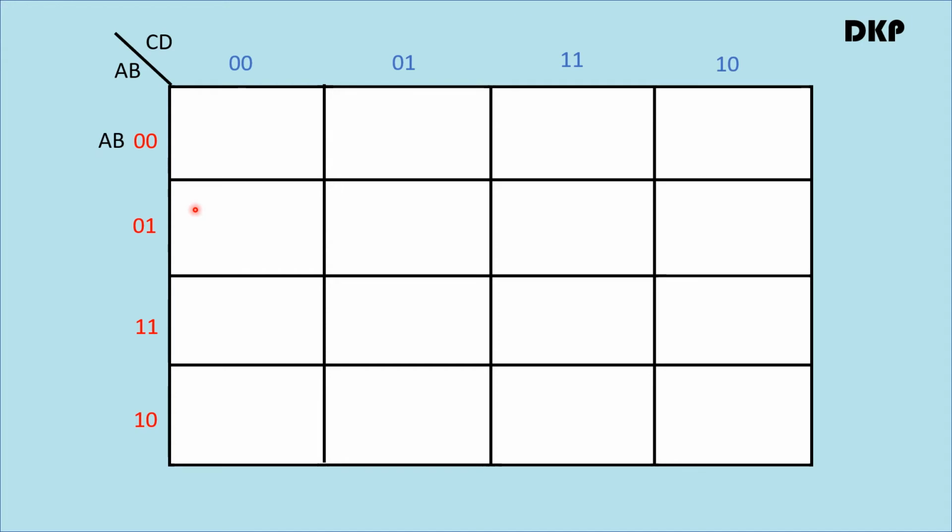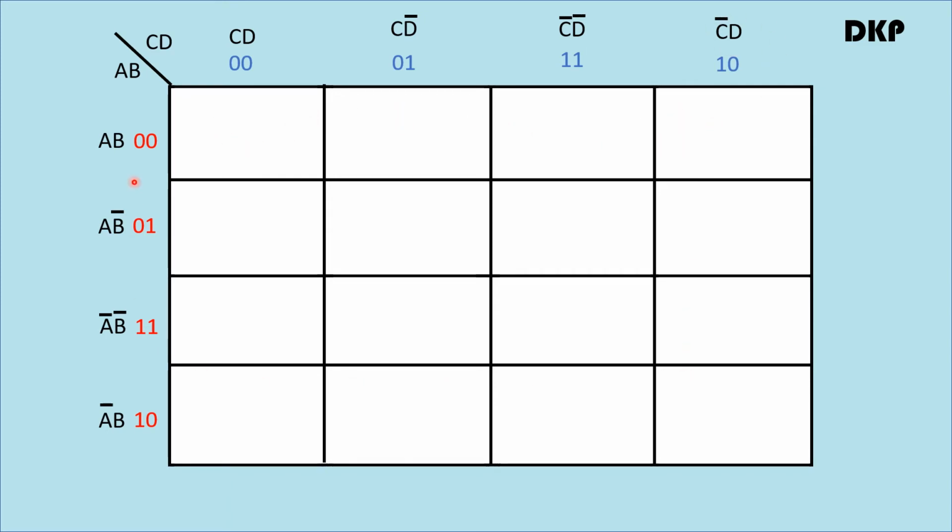00 represents A B, 01 represents A B bar. Here 0 represents a literal and 1 represents a literal with a bar. Here 11 represents A bar B bar, and 10 represents A bar B. Similarly, 00 represents C D, 01 represents C D bar, 11 represents C bar D bar, and 10 represents C bar D.